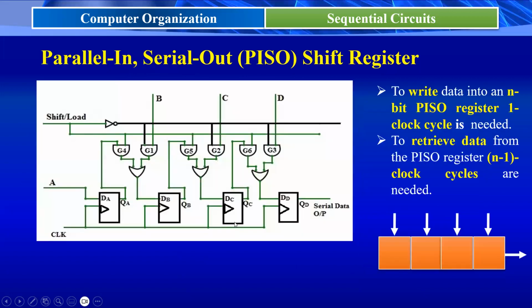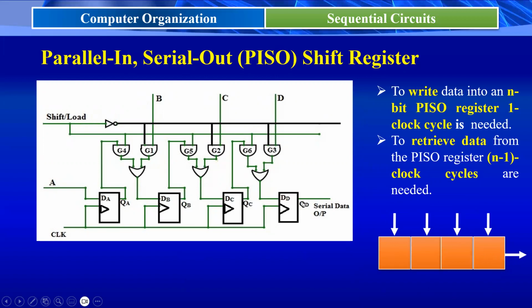And next, coming to the third variety, the parallel in serial out shift register, PISO register. Here the data is loaded parallelly, with A input, B input, C input, D input, and serially we are retrieving data from this. So generally the representation of this parallel in serial out shift register is like this. Data is loaded parallelly like this and retrieved from the register sequentially.